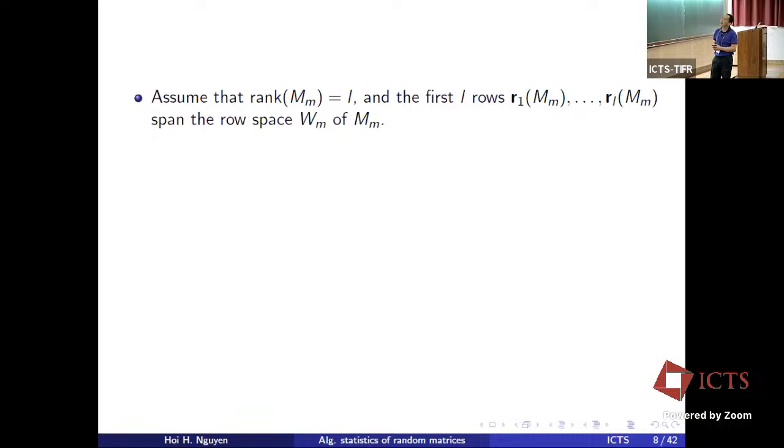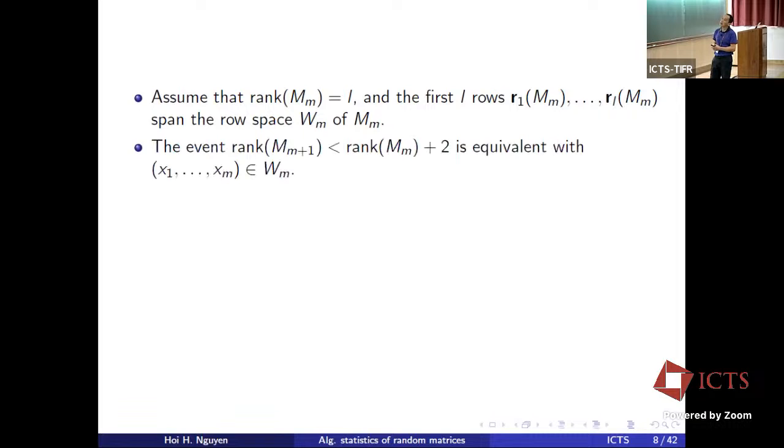So that's what I summarize here. Assume that the rank is L, and that the first L rows generate the subspace. The rank is not increased by 2 if and only if this vector belongs to the subspace of W_m. This is independent of W_m because of the independence, so we know this probability is 1 over p to the n minus L from the previous calculation. But now we have to decide: the rank doesn't increase by 2 means that it increases either by 0 or by 1. Then we have to distinguish two cases.